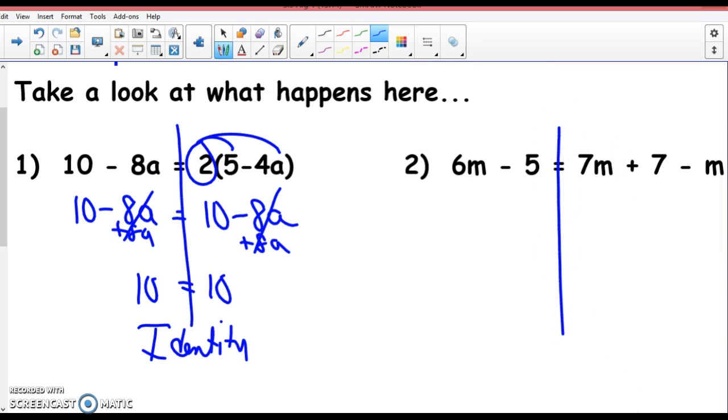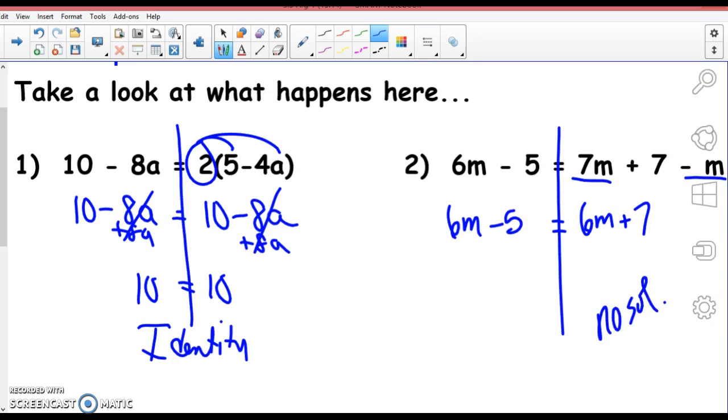Okay. This one, 6m minus 5 equals 7m minus m is 6m plus 7. Can you look at that right there and tell me what the answer is going to be? There's going to be no solution because it can never be true. Subtract 6m from both sides and you end up with negative 5 equals 7. That is not true. It will never be true. There is no solution. Question. Let me pause.